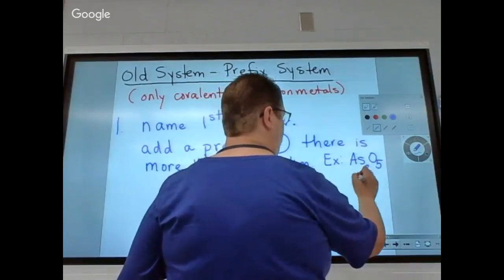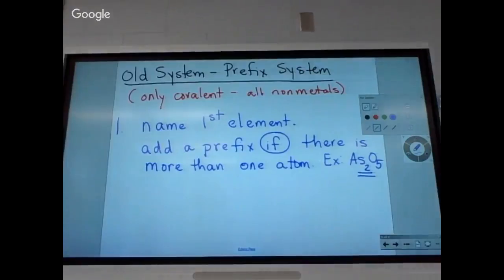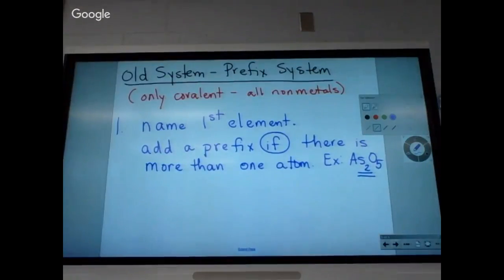So if it had As2O5, that would need a prefix because it has how many on the front of it? It has 2. That would get a prefix. If it doesn't have, let's say, a 2 or a 3 or a 4, would we put a prefix? The answer would be no. That sounded a little rough there, Jada, but that was the right answer. All right.